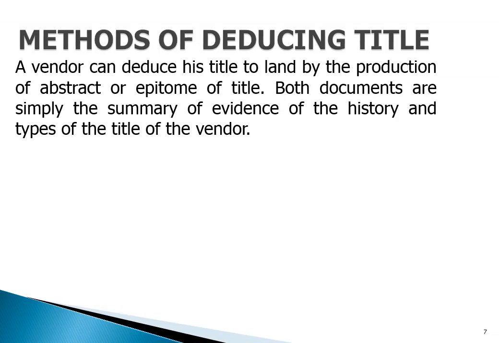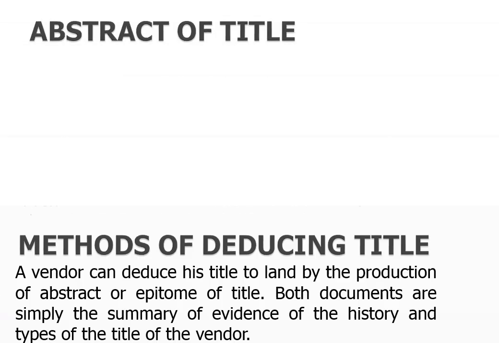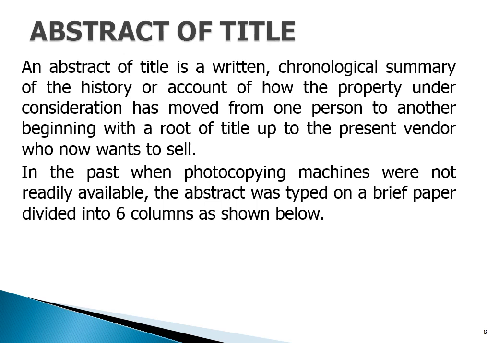Methods of deducing title. A vendor can deduce his title to land by the production of abstract or epitome of title. Both documents are simply the summary of evidence of the history and types of the title of the vendor. Abstract of title. An abstract of title is a written chronological summary of the history or account of how the property under consideration has moved from one person to another person, beginning with the root of title up to the present vendor who now wants to sell.